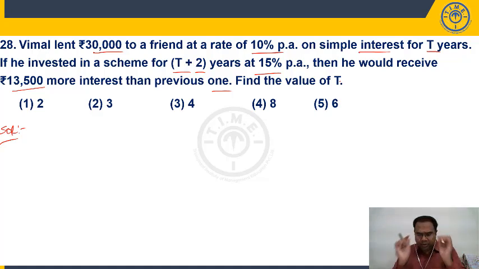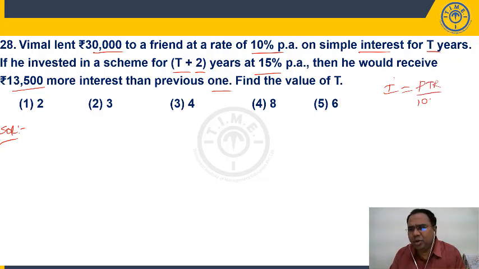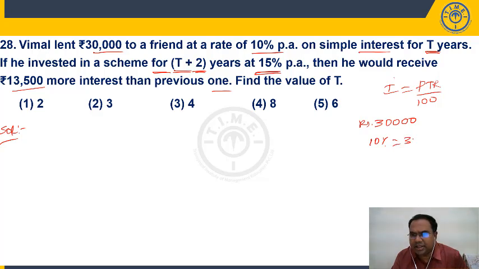Right. Now, without getting into the I is equal to PTR by 100 formula, I'll tell you an overall approach to solve. Vimal lent 30,000 to a friend at 10% for how many years? T years. His friend invested in a scheme at 15% rate of interest for how many years? T plus 2 years. Now, on 30,000, this is my amount, right? What is 10% per year? What is the interest? 3,000. If it is 15%, what is the interest? 3,000 plus 5% will be 1,500, 4,500.